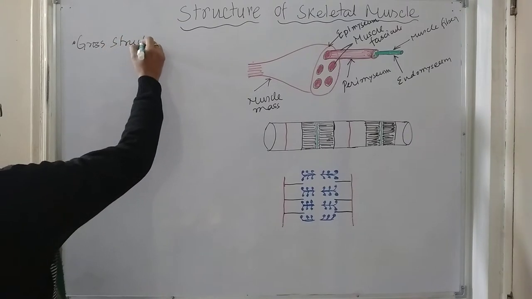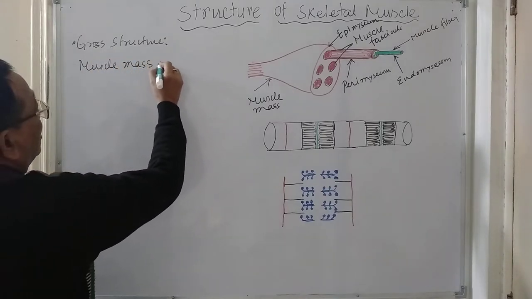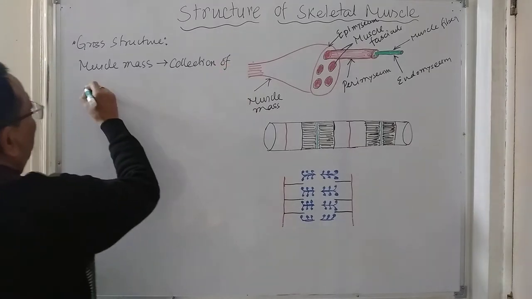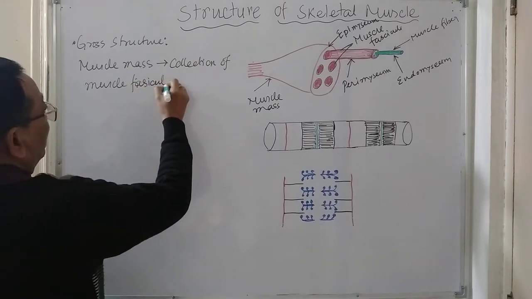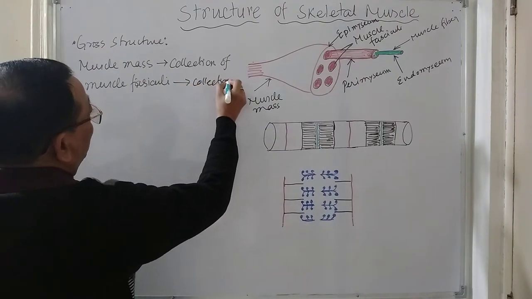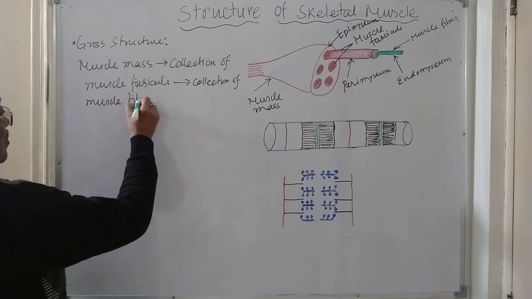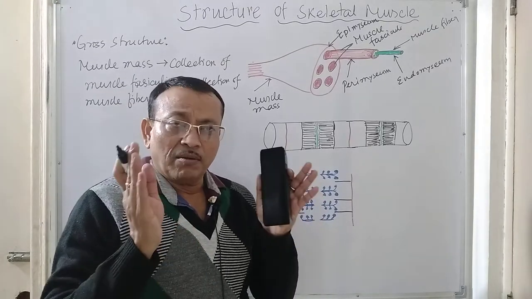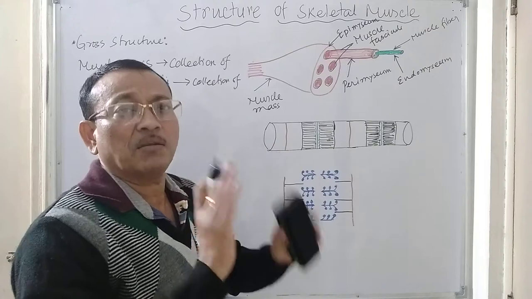That means as far as the gross structure of the muscle is concerned, the muscle mass is basically the collection of muscle fasciculi. These in turn are collections of muscle fibers. That means a large number of muscle fibers makes a muscle fasciculus, and a large number of muscle fasciculi makes a muscle mass.